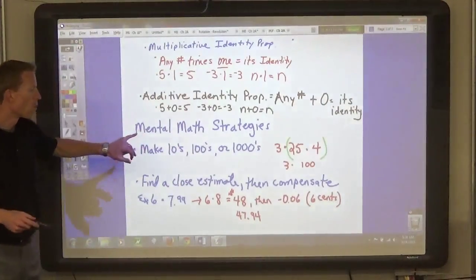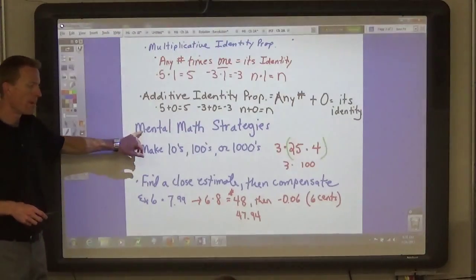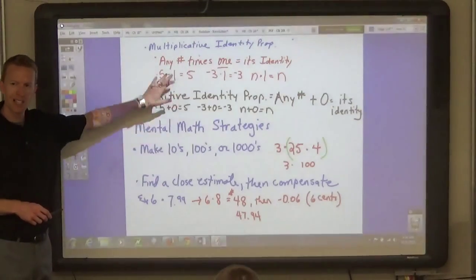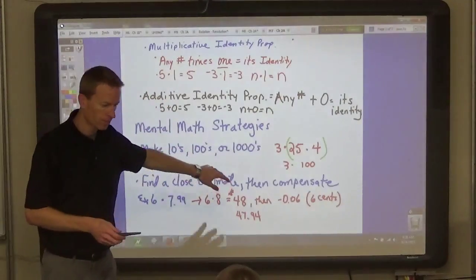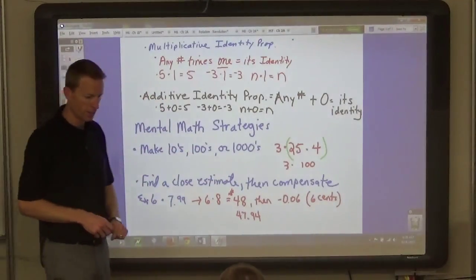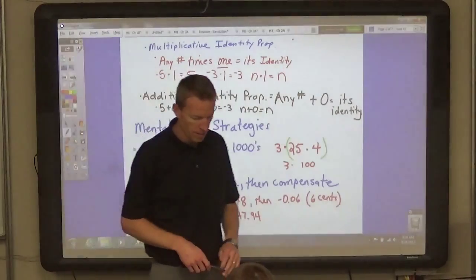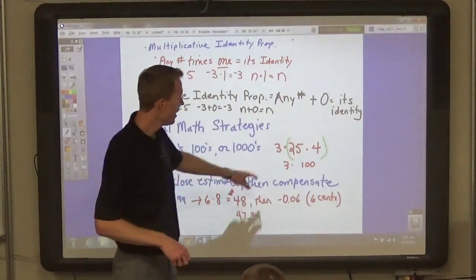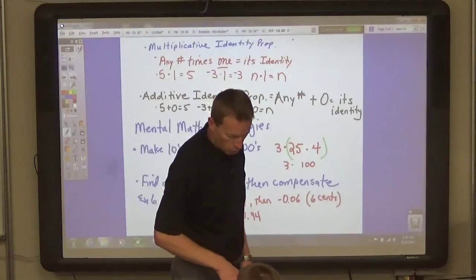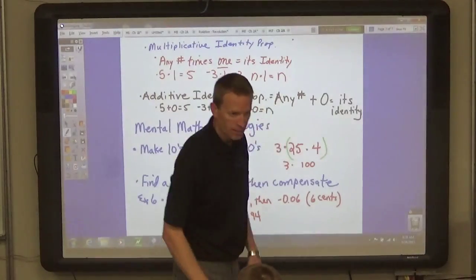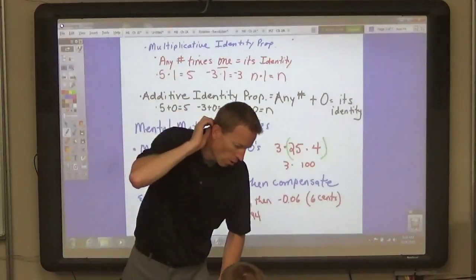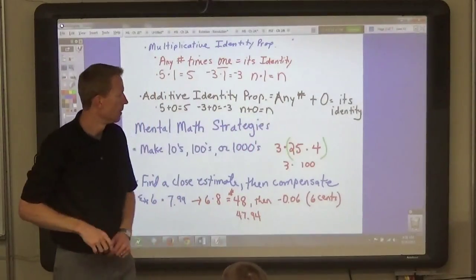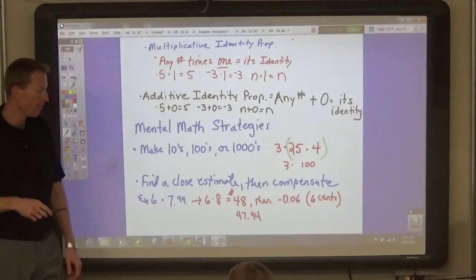Now, on the worksheet today, we're going to be using mental math strategies and some of these rules to solve these questions mentally. So on the first one, number 1, it gives you the numbers 4 times 13 times 25.